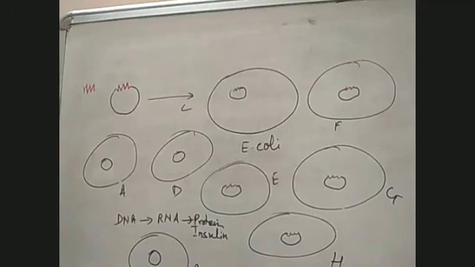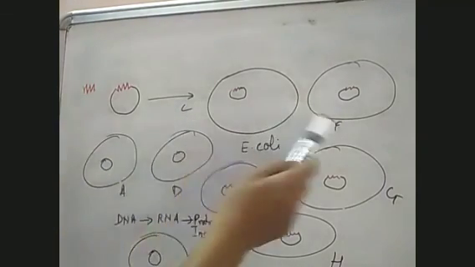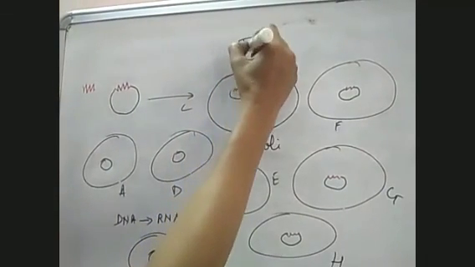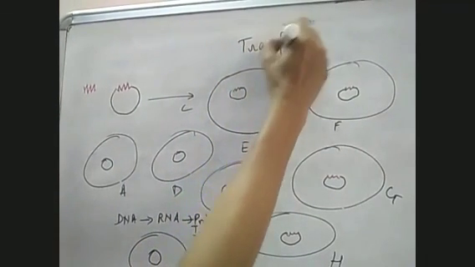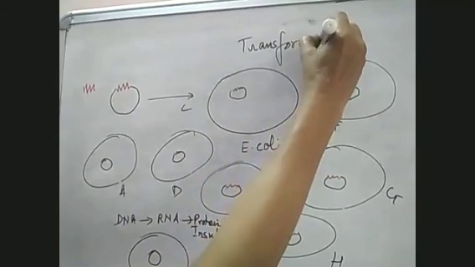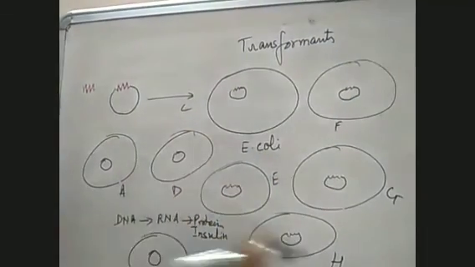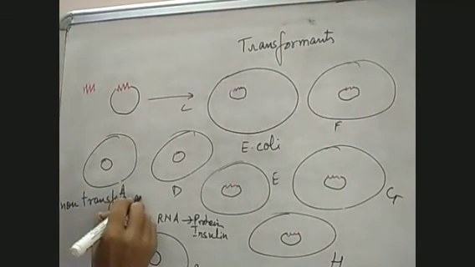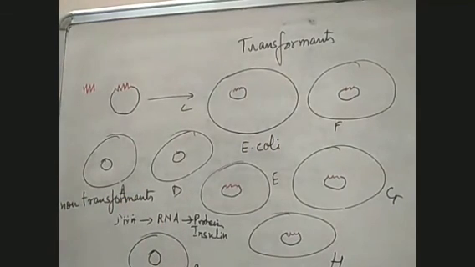These two, A and B, are known as non-transformants, because they have not changed. Whereas C, D, E, F, G, H, which have the desired gene in them, are known as transformants, because they are carrying a desired gene in them. And these are non-transformants. They do not have the gene in them.